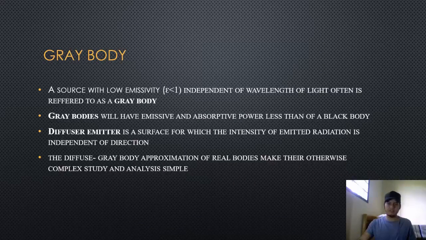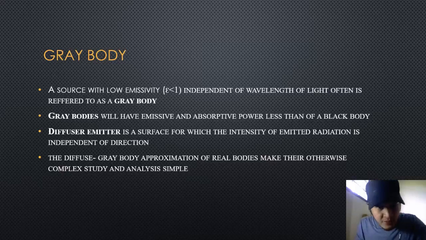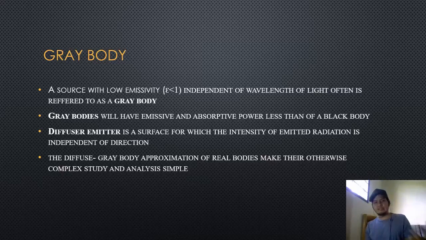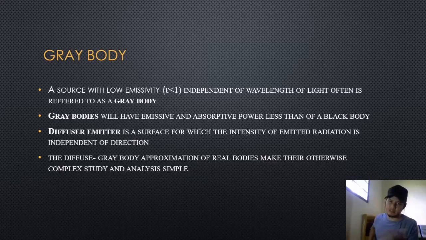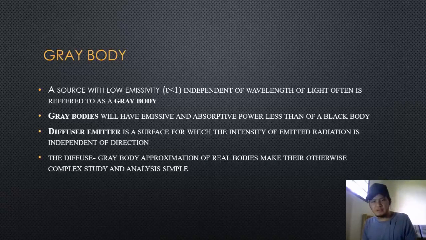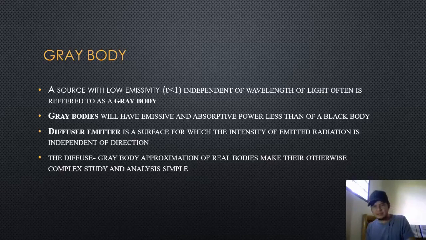For the gray body, there are differences between the black body and the gray body. A source with low emissivity, lower than 1, independent of wavelength of light, is referred to as a gray body. A gray body will have emissive and absorptive power less than the black body.